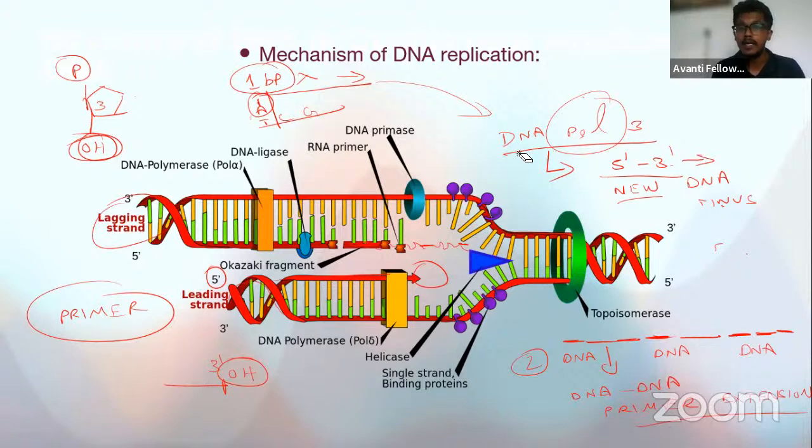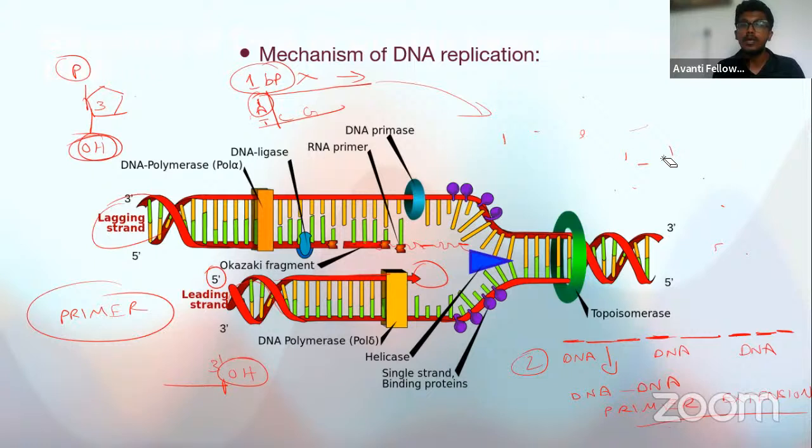Let's go for another DNA polymerase. What is the role of the other DNA polymerase? The other important DNA polymerase we are talking about is DNA Pol 1.